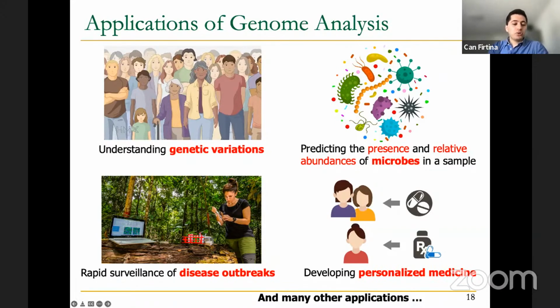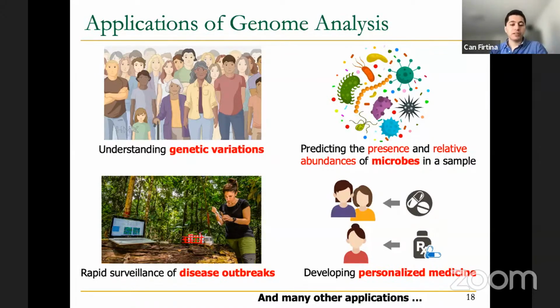So what we can also do, which is similar to this one, is a rapid surveillance of disease outbreaks, right? Similar to COVID outbreaks, researchers are continuously sequencing, reading the DNAs, and then they are trying to figure out whether that certain sample that they analyze is really dangerous for human health or for the environment.